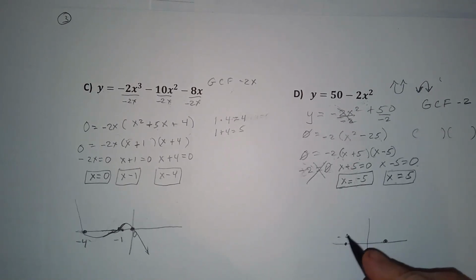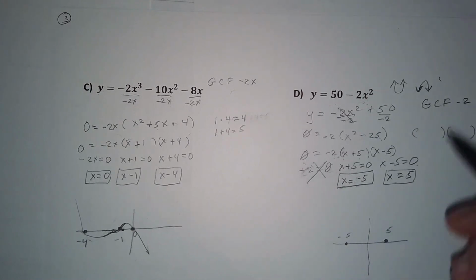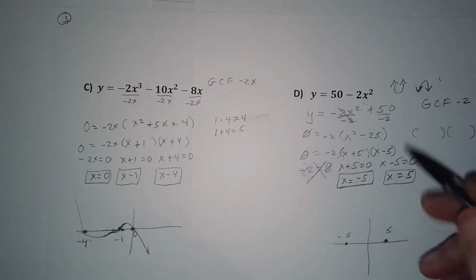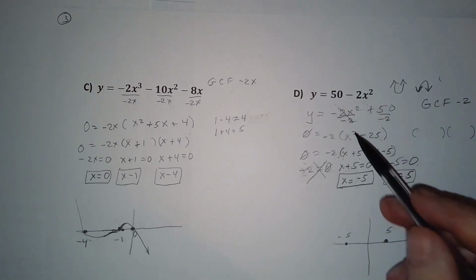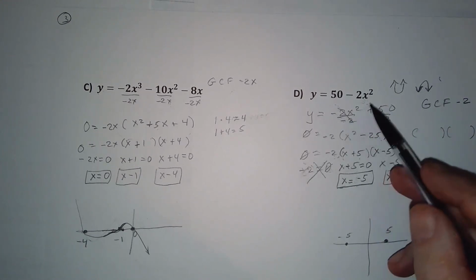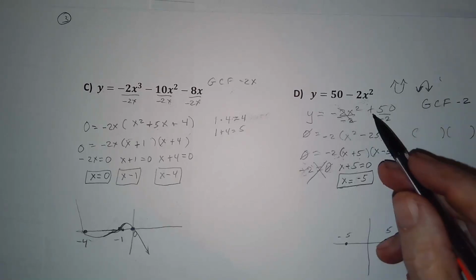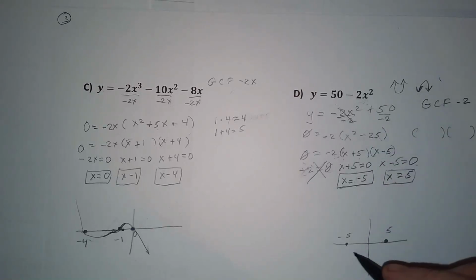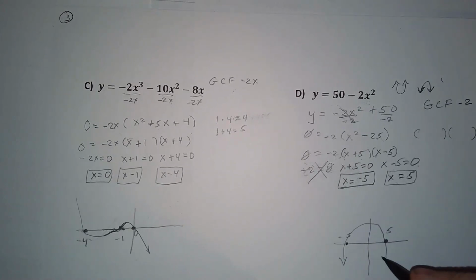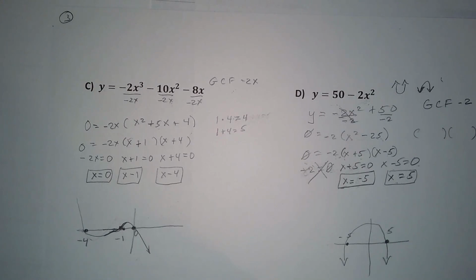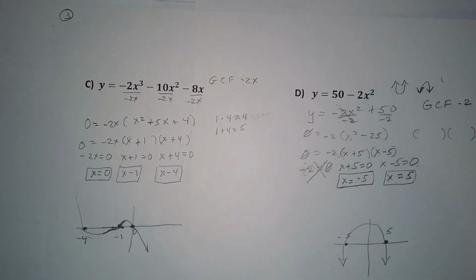Negative 5, 5. Now, does the parabola go up or down? Well, your leading term, remember your leading term is actually negative 2x squared. It gets moved this way because you go to standard form. So you've got a negative sign in that, so that means then your parabola goes down, starts down, ends down. Okay? So that's it. That's all it is, ladies and gentlemen, and we are done with this.